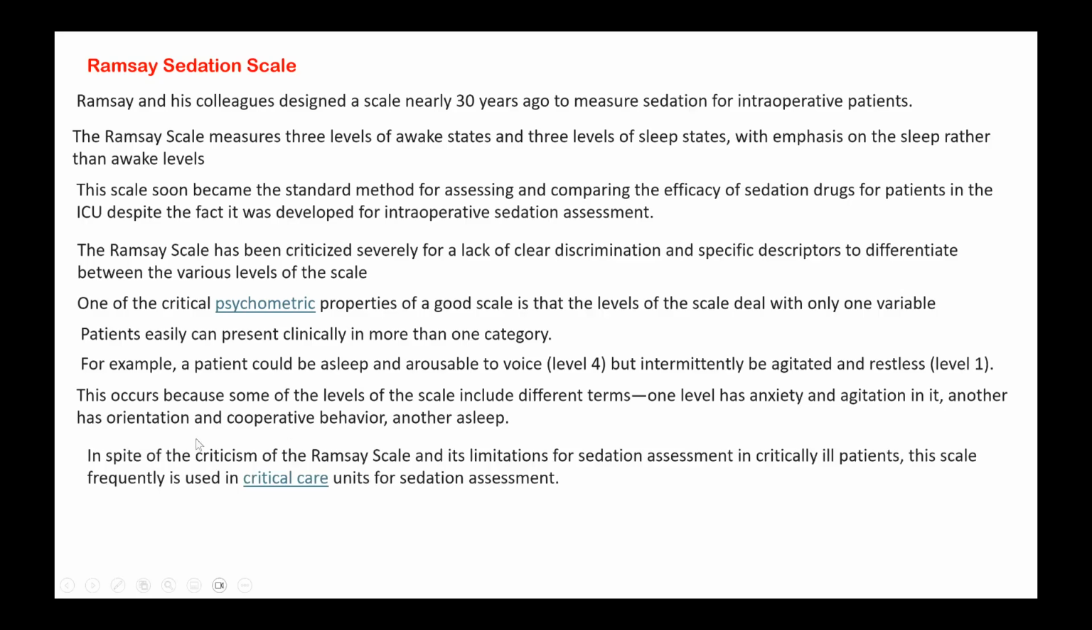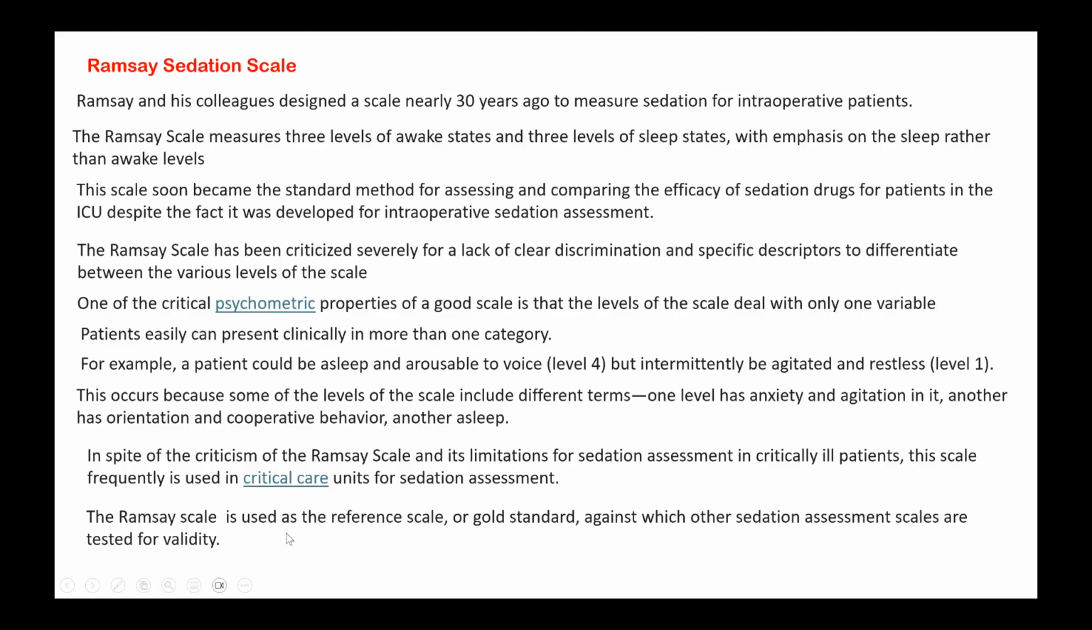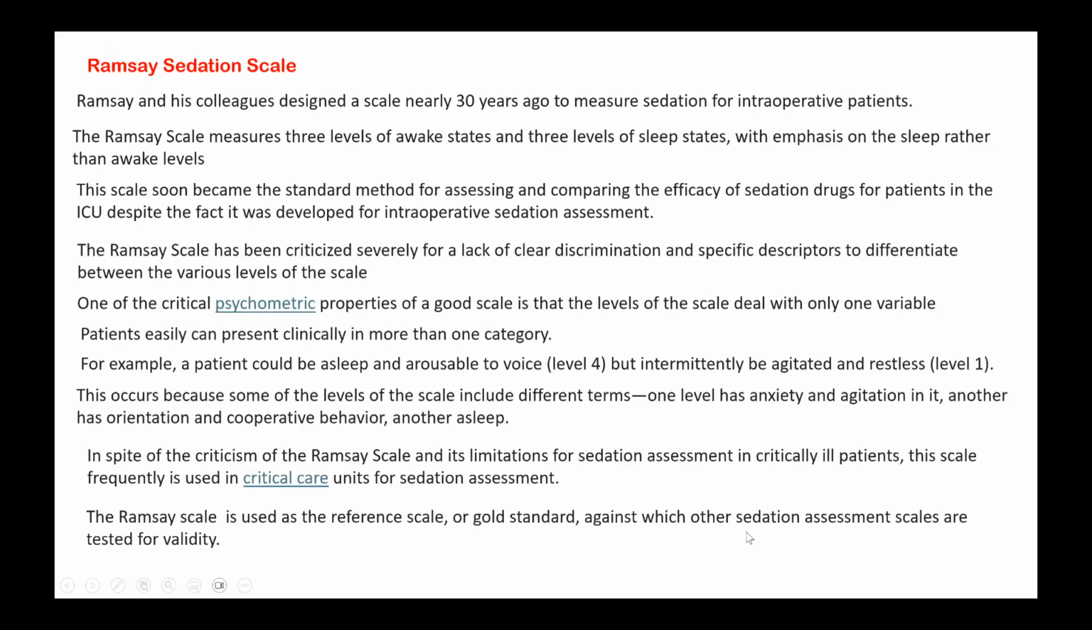So in spite of the criticisms, because this was very useful as a very simple guide to go ahead and assess the level of sedation, even though it has its limitation, it is used as the gold standard for assessing sedation, especially in critical care units. And the Ramsay scale is used as a reference scale or a gold standard against which sedation assessment scales are tested for validity. Okay, those are the 2 points you can add to your answer.